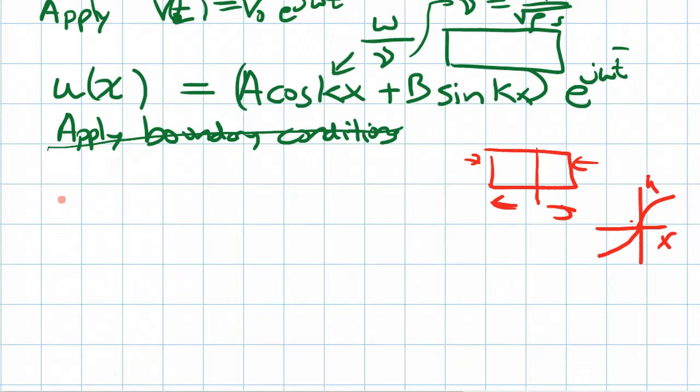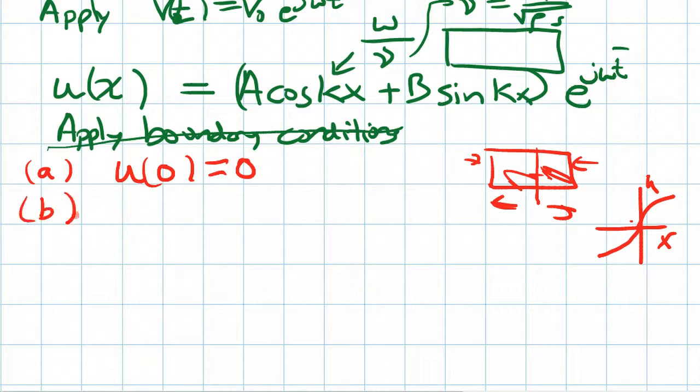So we have two boundary conditions. Boundary condition (a) is that the displacement at 0 is 0. Basically it's vibrating and extending, but because the left side extends the same as the right side, we get no net displacement in the middle. The second boundary condition is that the stress at plus or minus L/2 is equal to 0.